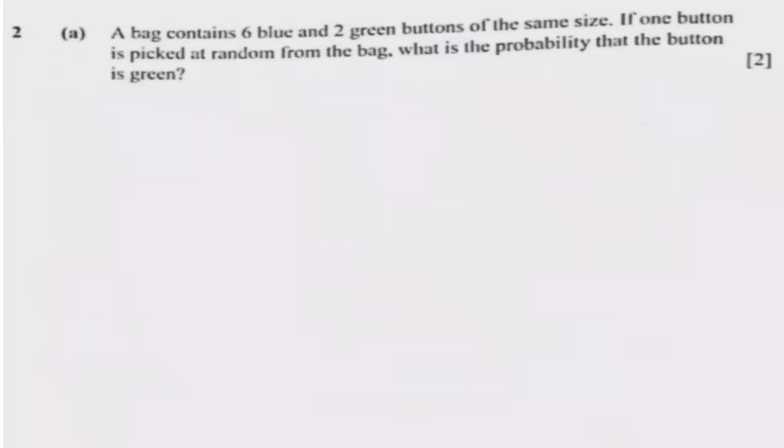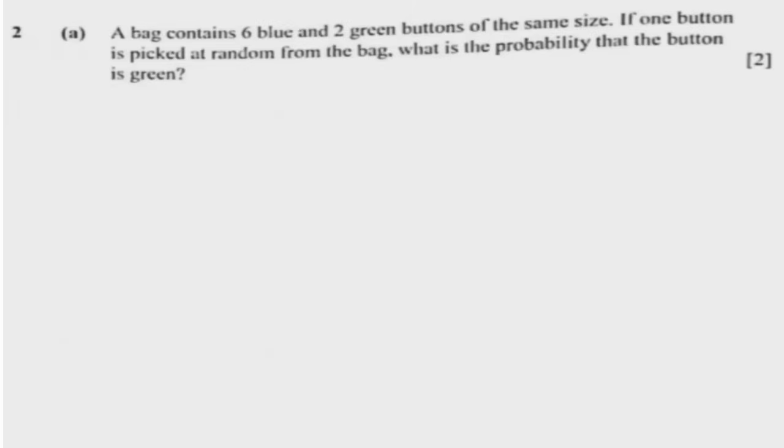Come to question 2a. Question 2a is as follows. A bag contains 6 blue and 2 green buttons of the same size. If a button is picked at random from the bag, what is the probability that the button is green? Okay, so what we are asked here is to find the probability of picking a green button in a bag that contains 6 blue buttons and 2 green buttons.